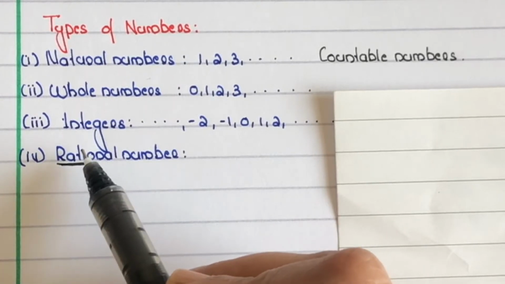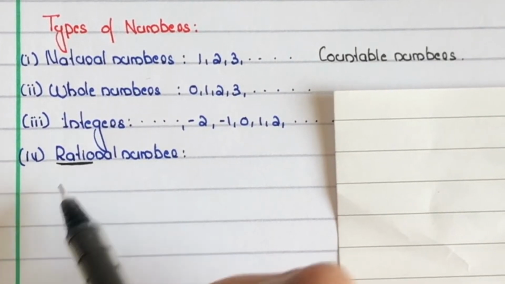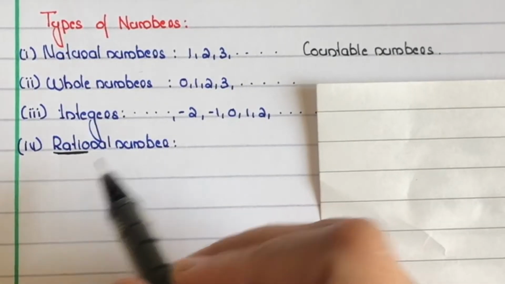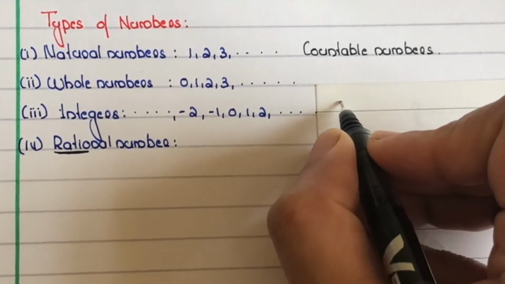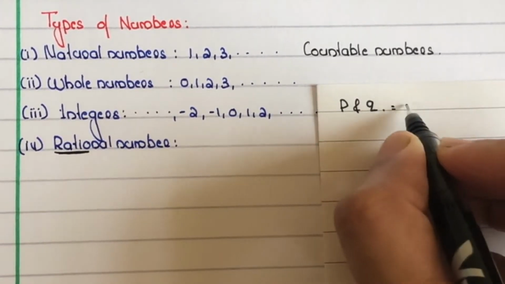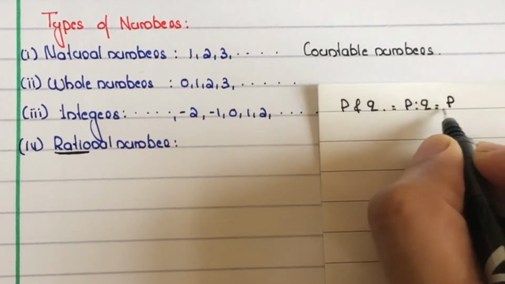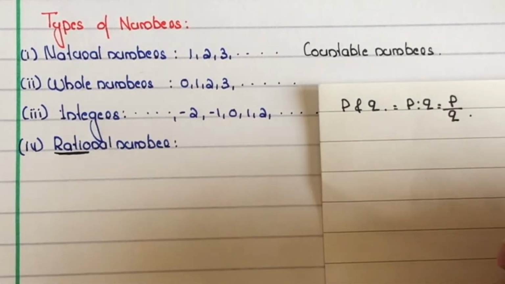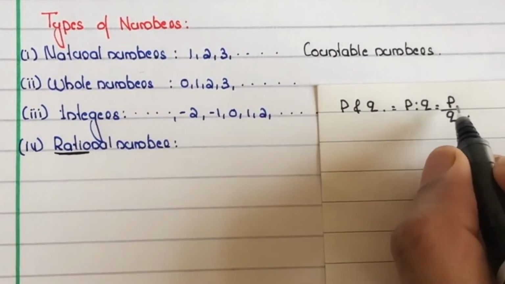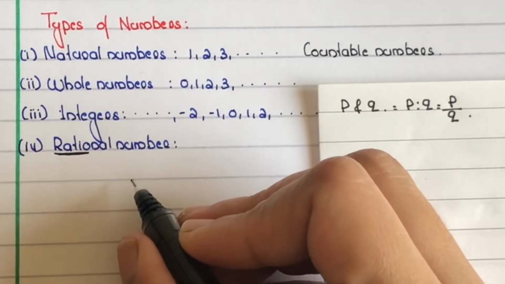A number which can be expressed in ratio form is called a rational number. Then what is a ratio? If P and Q are two numbers, then the ratio between these two numbers is P is to Q, that is, P by Q. So the numbers which can be expressed in P by Q form are known as rational numbers.